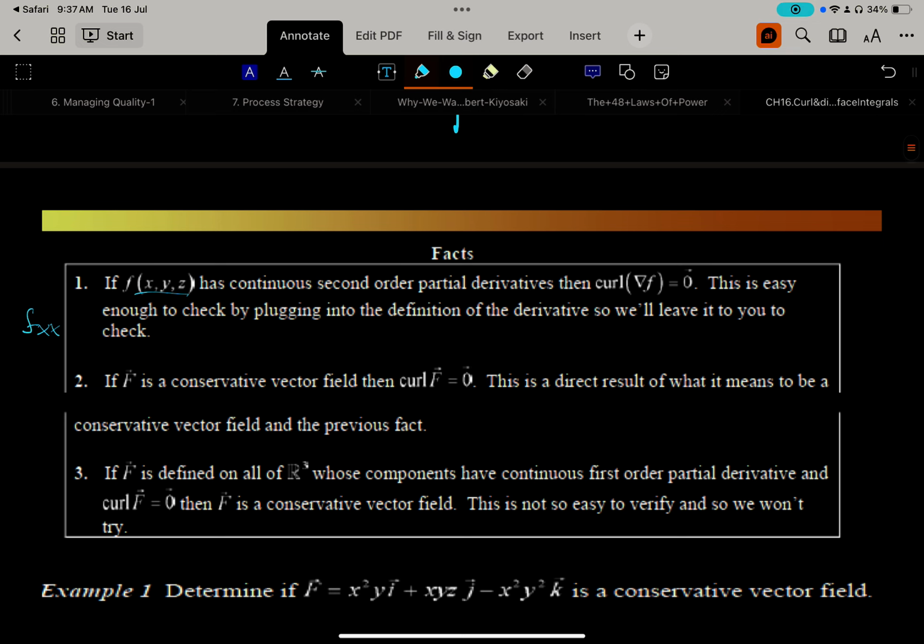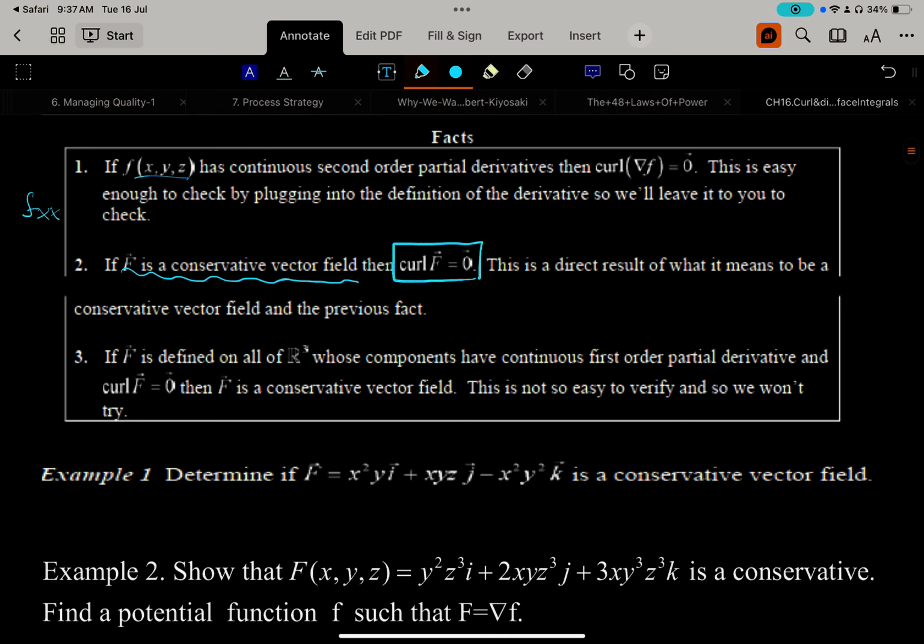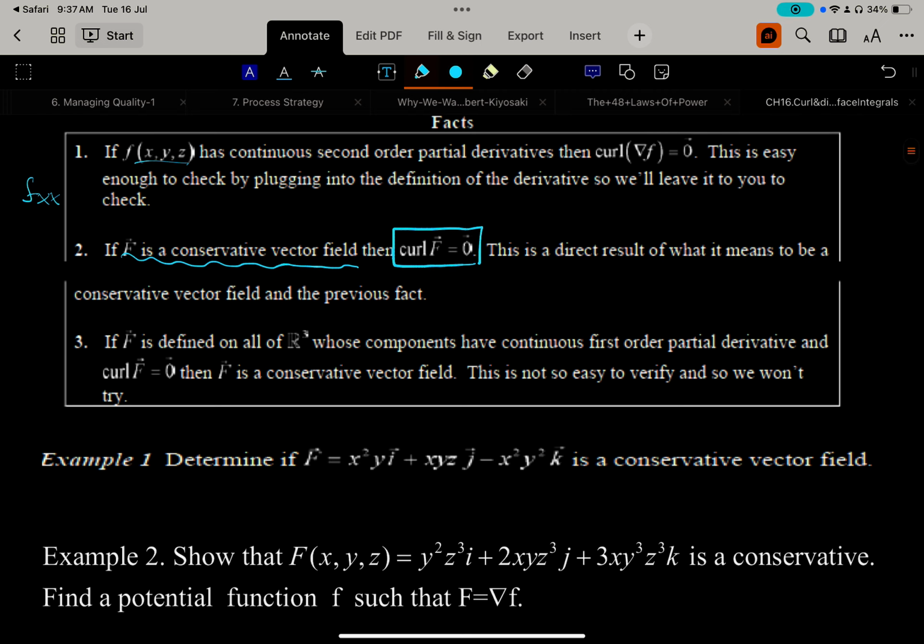And so if F is a conservative vector field, then the curl of F equals 0. This is a direct result of what it means to be a conservative vector field and the previous fact. And so if F is defined on all of R^3 and its components have continuous first order partial derivatives, and the curl of F equals 0, then F is a conservative vector field, which is not easy to verify, and so we won't try it.